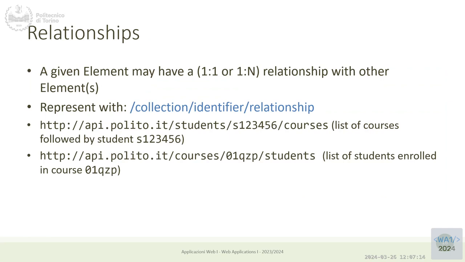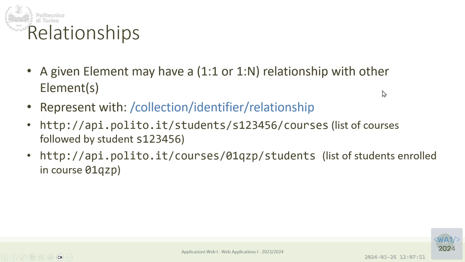Relationships, we left that out. How to represent a relationship? Okay, first of all, we must represent that two items of two different collections are linked in some way. And so what I can do here, let's keep in mind our many-to-many relationship, is to identify one item of one collection and think about the collection of the items of the other group that are connected to that.